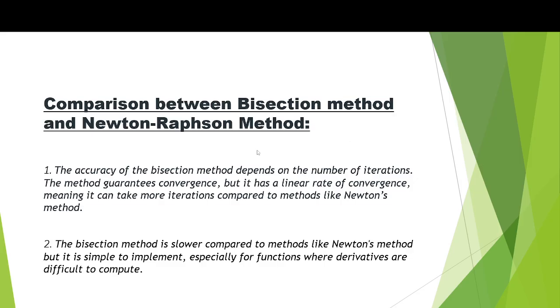Here I have written the comparison between the bisection method and the Newton-Raphson method. First, the accuracy of the bisection method depends on the number of iterations. The method guarantees convergence, but it has a linear rate of convergence, meaning it can take more iterations compared to a method like Newton's method, which I have explained in my previous video. Second, the bisection method is slower compared to methods like Newton's method, but it is simple to implement, especially for functions where the derivatives are difficult to compute.